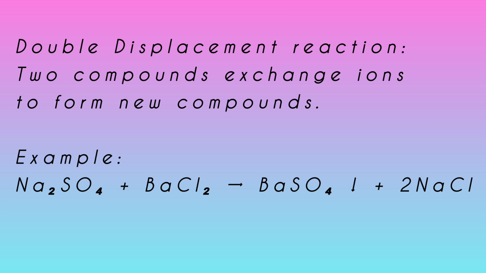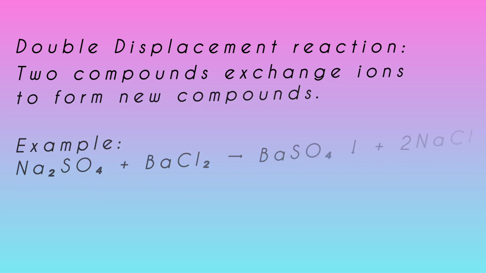Na2SO4 plus BaCl2 gives BaSO4 plus 2NaCl. Here, sodium sulfate reacts with barium chloride. Barium sulfate is a white precipitate, and sodium chloride remains in solution. This is a very common example of double displacement.